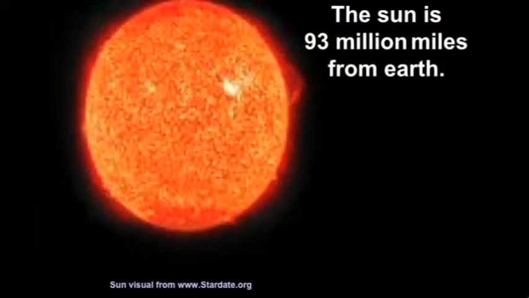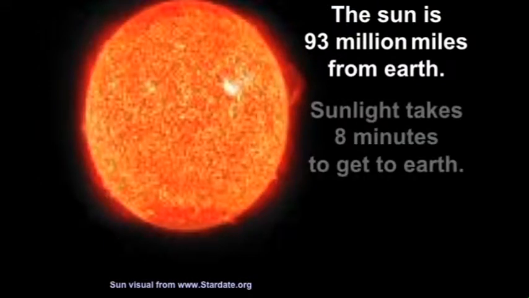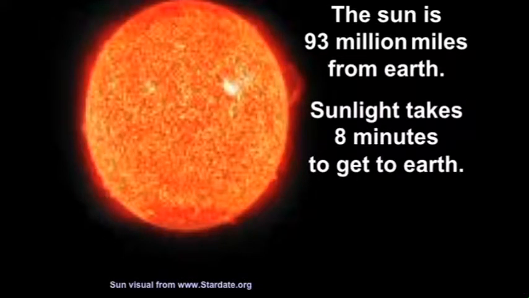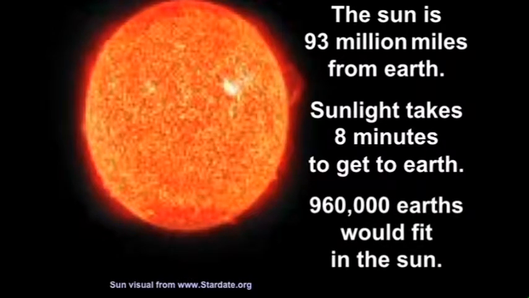Now, if we were about 2% closer to the sun, all the water would evaporate and there'd be no life on Earth today. If we were 2% further from the sun, all the water would freeze and there'd be no life on Earth today. God put the planet Earth, which He made for us to inhabit, a perfect distance from the perfect star to allow life to exist. God put the sun about 93 million miles away from our planet, and it takes sunlight 8 minutes to travel from the sun to the earth. How big is the sun? Well, almost 1 million Earths would fit inside of the sun.